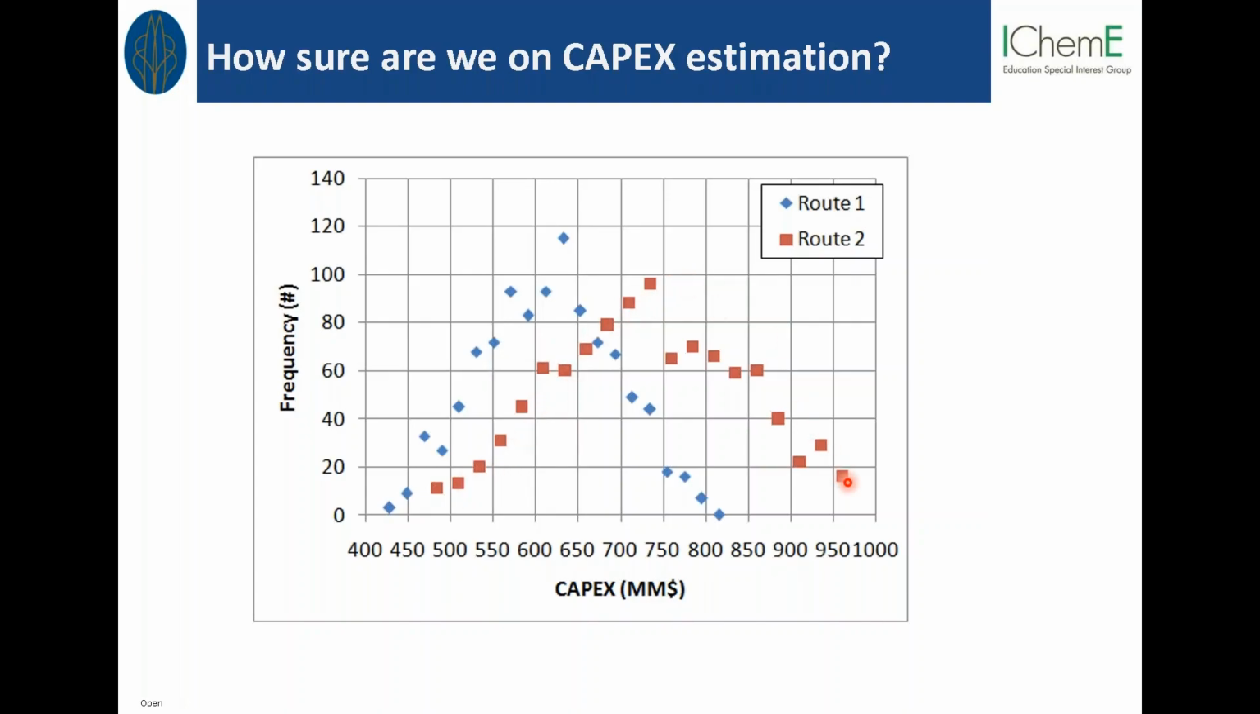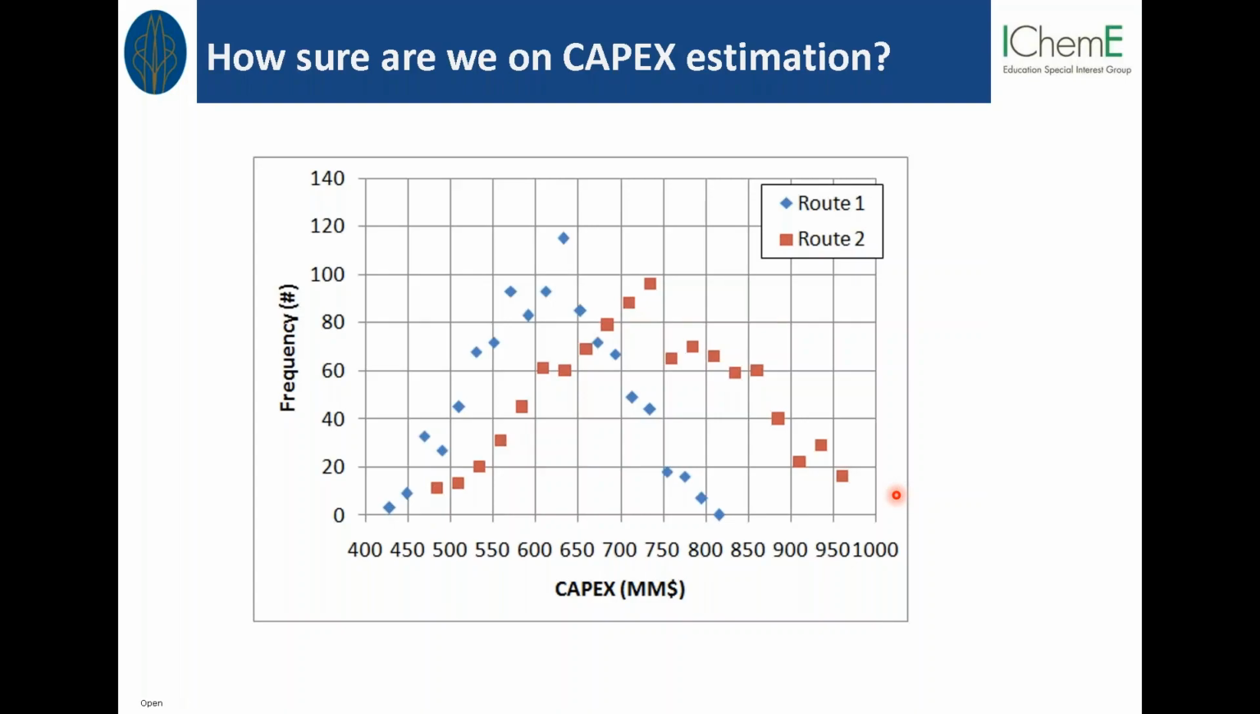If we only use a default number, we might end up with one over here and the other one over there, and we can see it's quite a big jump, from 600 to 750, for example. But if we use these variables, we know that these two processes overlap quite hugely. So capex-wise, we don't know if route 1 is better than route 2.